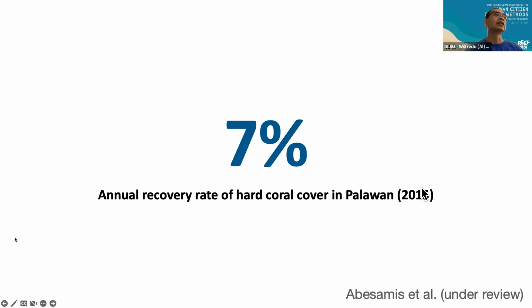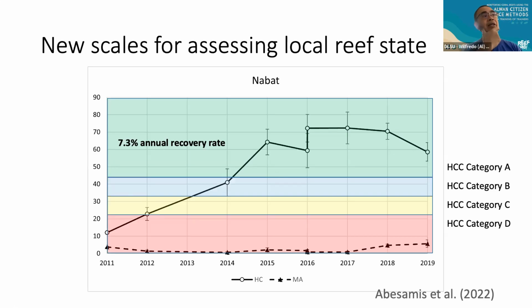2022. Okay. So 7% is how much hard coral cover you can gain in a year in a reef that is fast recovering, based on a reef in Palawan that was monitored from 2011 to 2019. It was changing coral cover at an average rate of 7% a year.